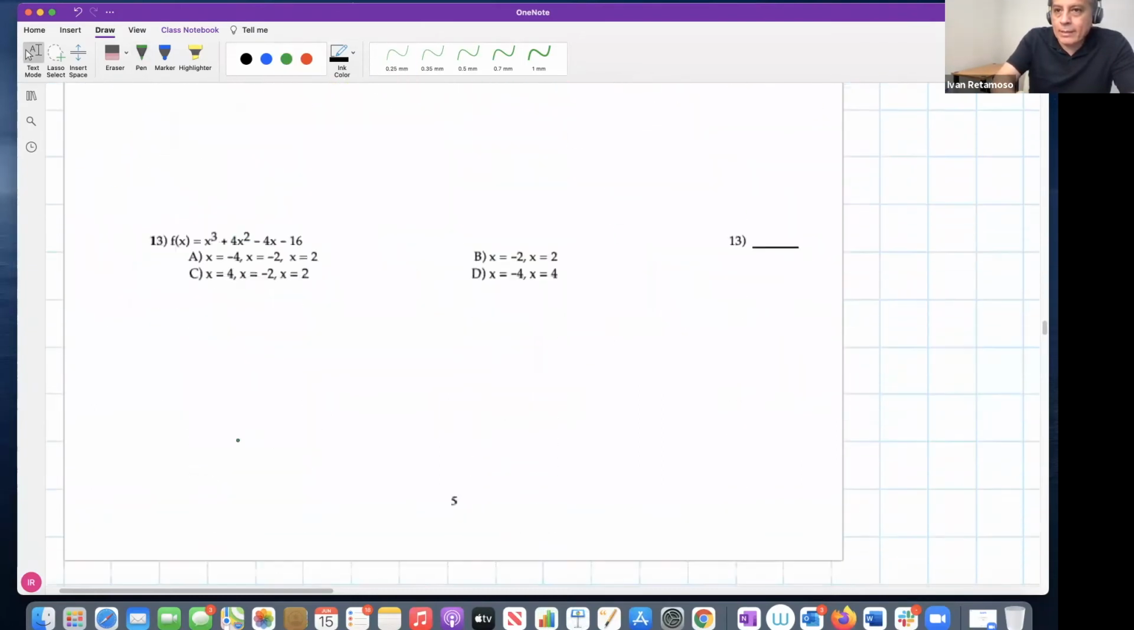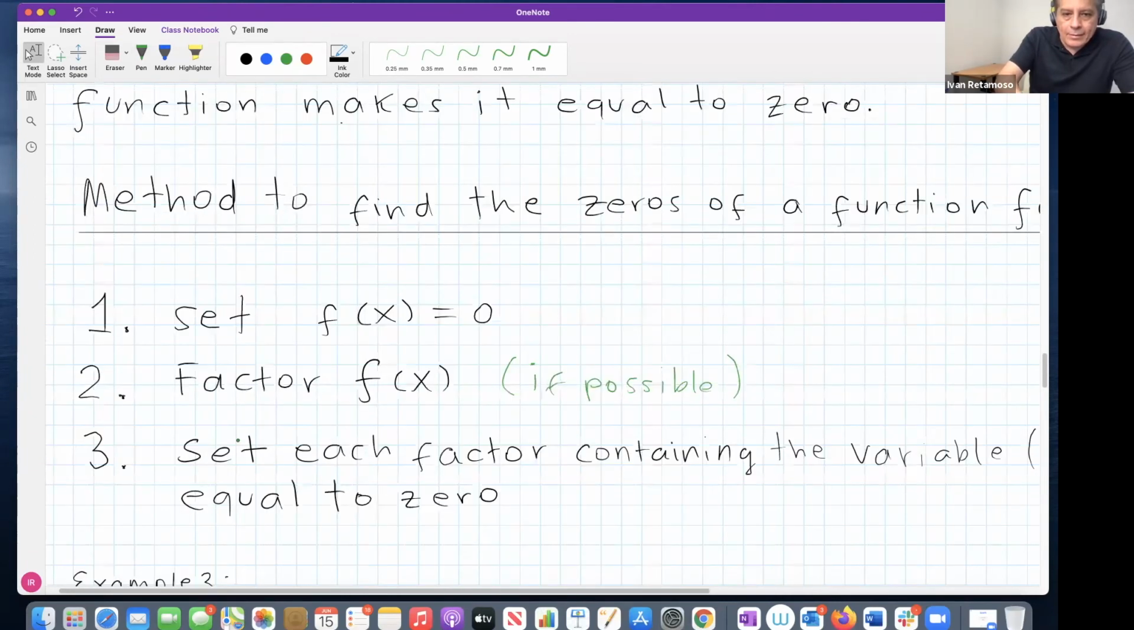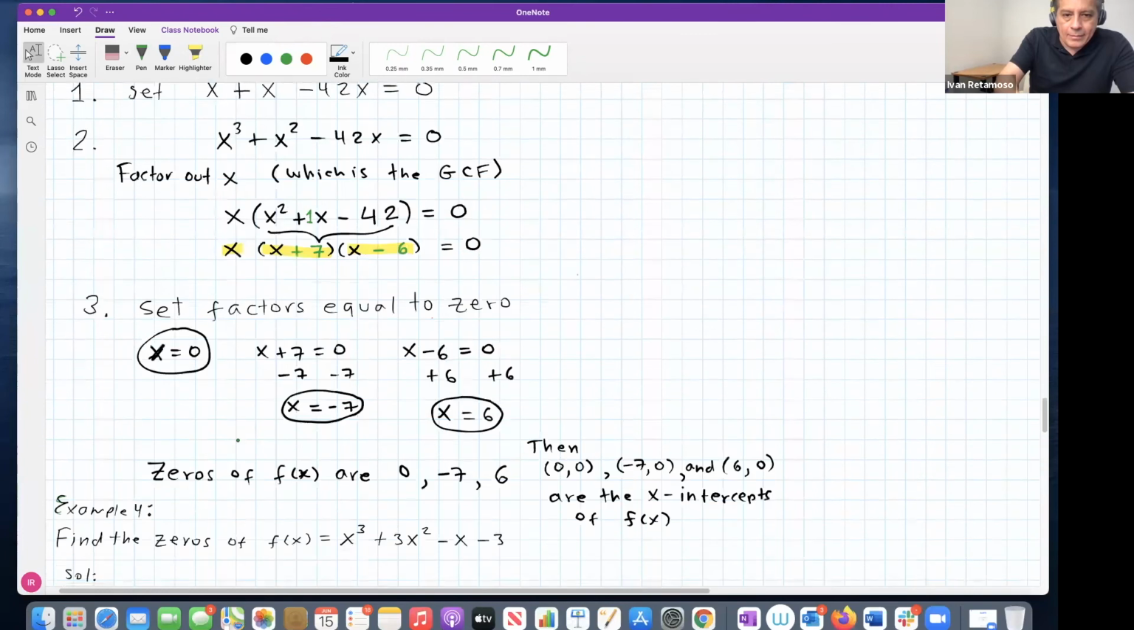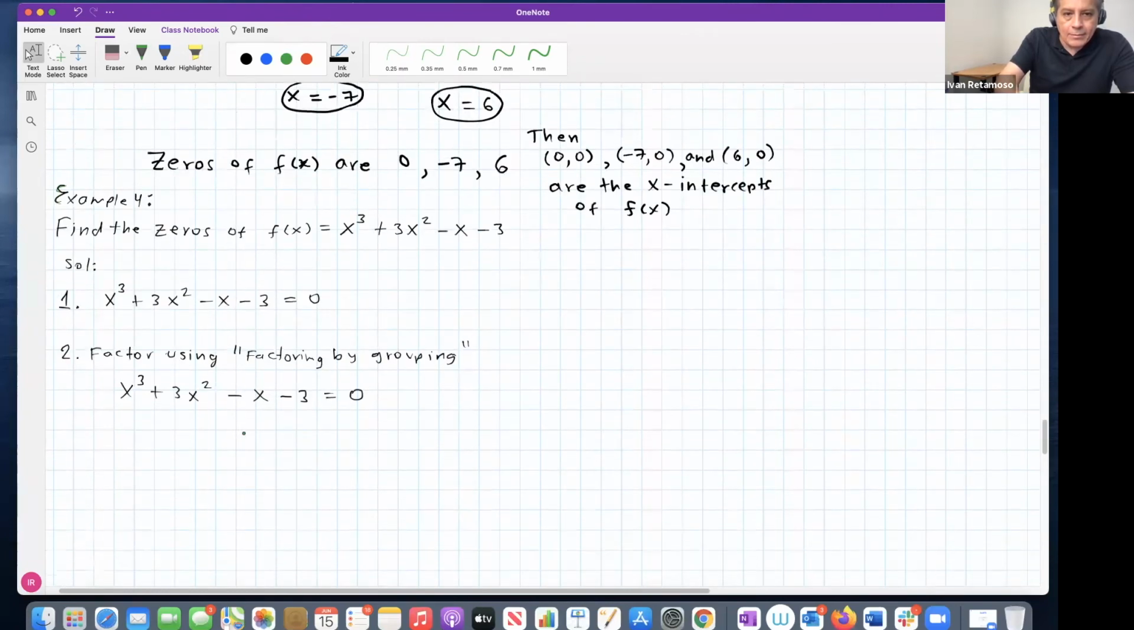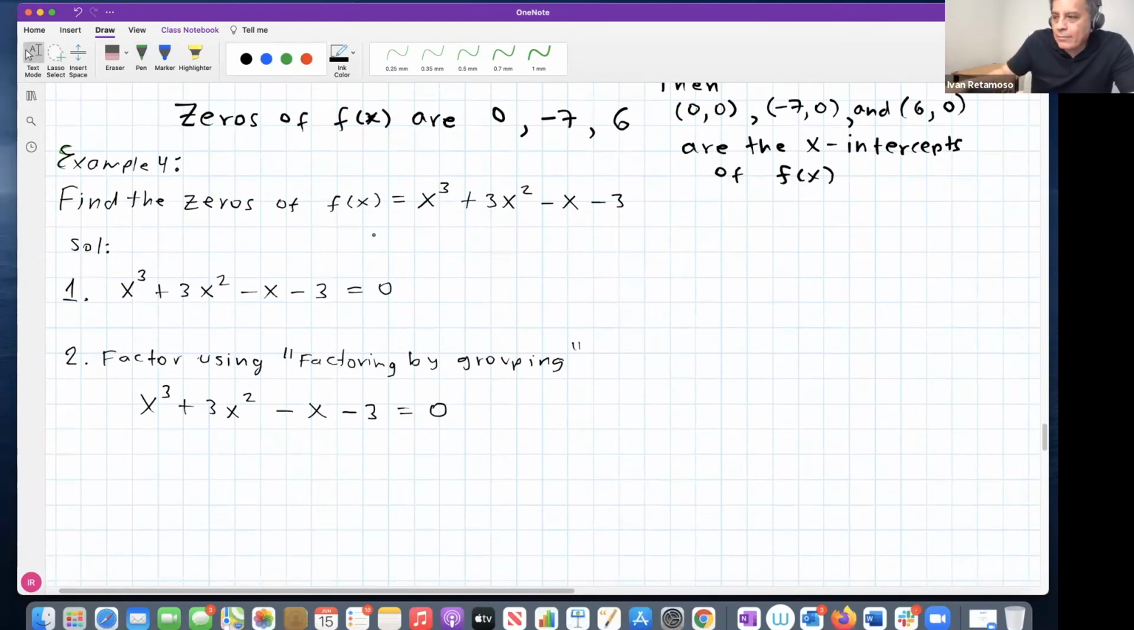Now that we have an idea how to deal with multiplicity, let's go back to this other form. Suppose they give you this, guys. Find the zeros of f of x equals x cubed plus 3x squared minus x minus 3. 4 terms now, so we gotta be careful there.